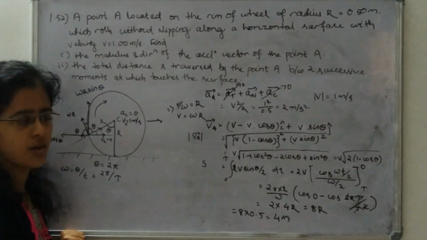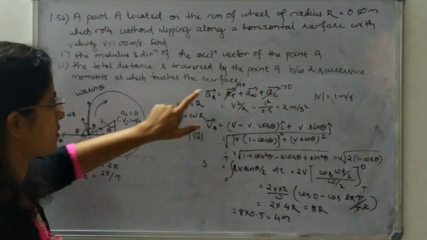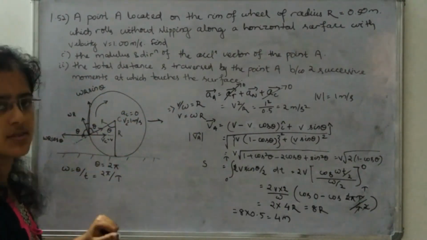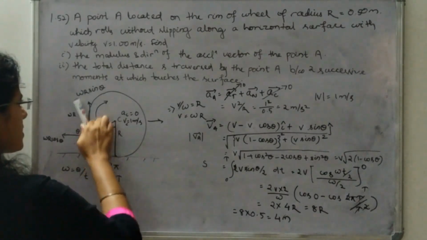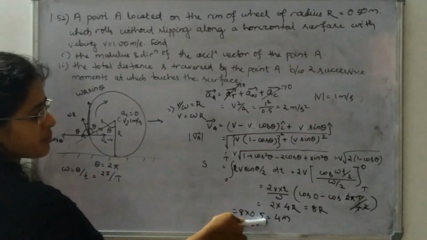So we have derived the distance between two successive moments at which this point A touches the surface. After touching the surface, it has to touch the surface again. So the distance moved is how much? 4 meter.